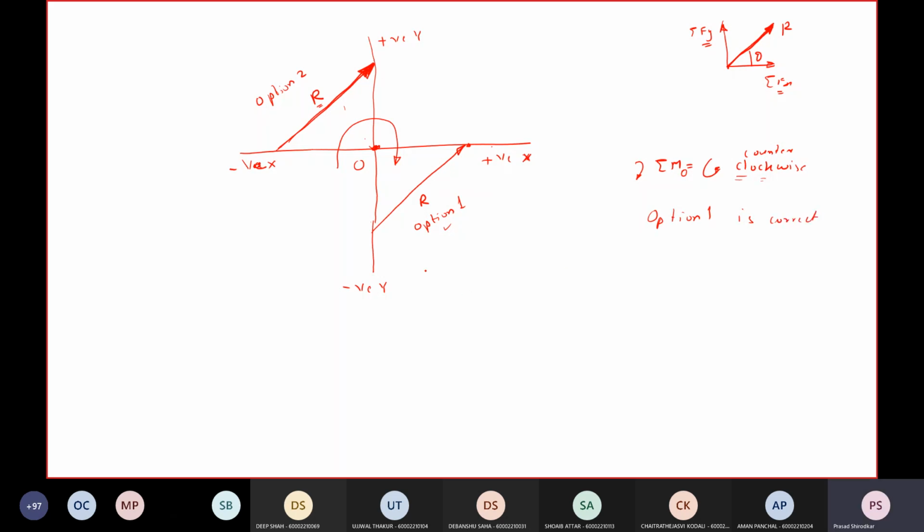So you should analyze it in this way whenever you get this kind of problem. The resultant may not always be in this fashion. It can be any way. It can be this way, this way, or this way. So all 4 ways are possible. Okay, think about it. If you have any doubts, please ask.